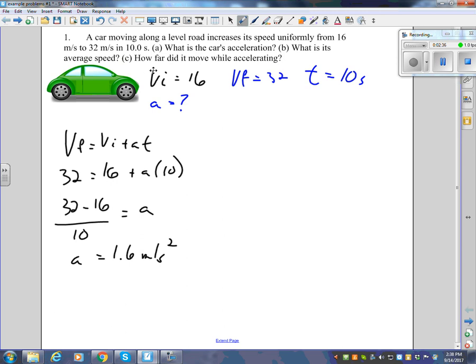Part B says, what is its average speed? Now, we didn't come up with a new one yesterday with average speed. They all, in fact, have acceleration in them. So, I'm going to write V bar is equal to VI plus VF over 2. So that's going to be 16 plus 32 divided by 2. 16 and 32 is 48. Divided by 2, 24.